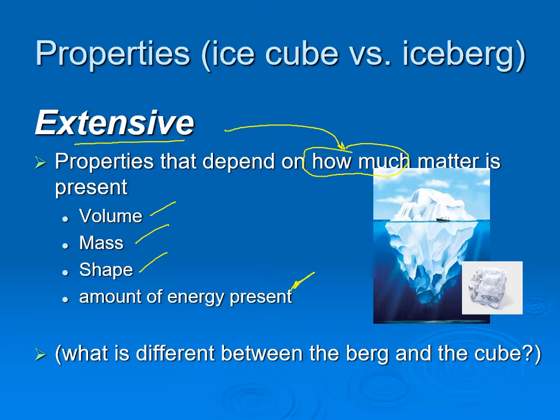I have always considered the extensive property argument in terms of an ice cube and an iceberg. If you can tell me what the difference is between an iceberg and an ice cube, then you know what an extensive property is. Because the only difference between an ice cube and an iceberg is essentially how much you have, because they're both made of frozen water. It's just a difference of how much. Any difference between those two is considered an extensive property. Well, what's the opposite of extensive? The opposite of extensive would be intensive, and that's the next property.